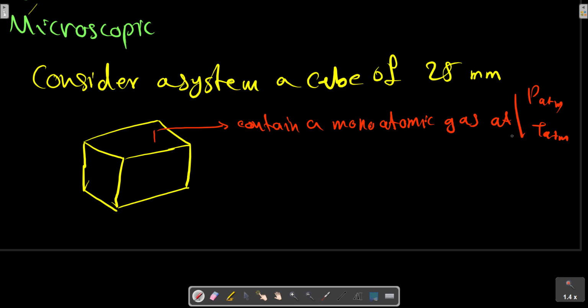The volume contains approximately 10 to the power 20 atoms. To describe the position of each atom, we need to specify 3 coordinates. To describe the velocity of each atom, we specify 3 velocity components.